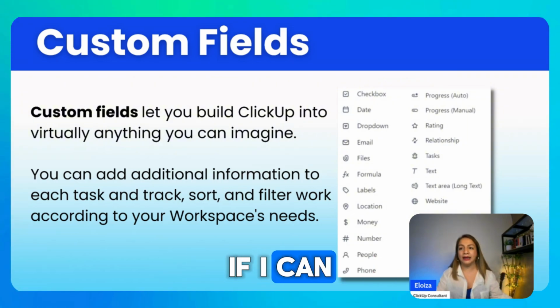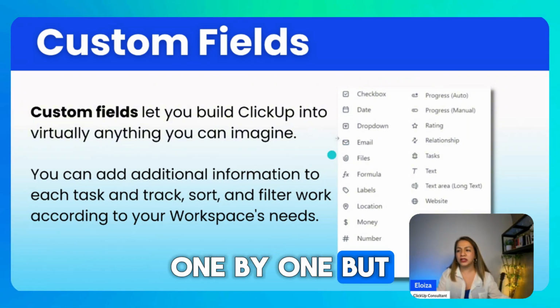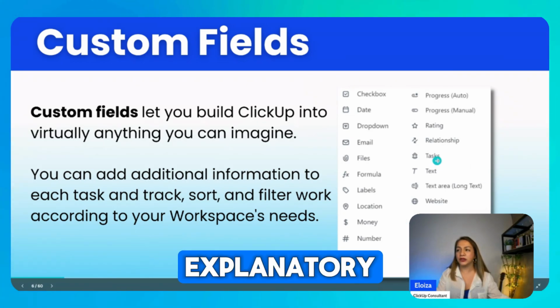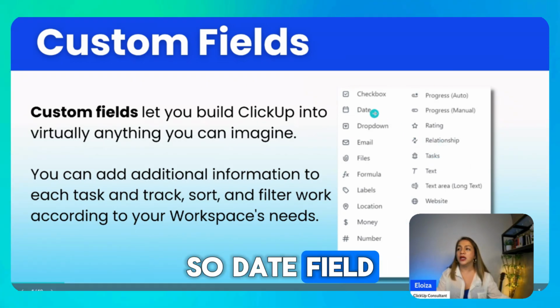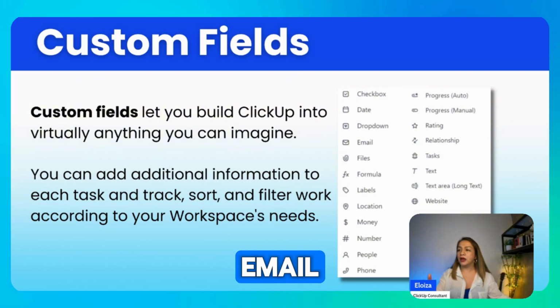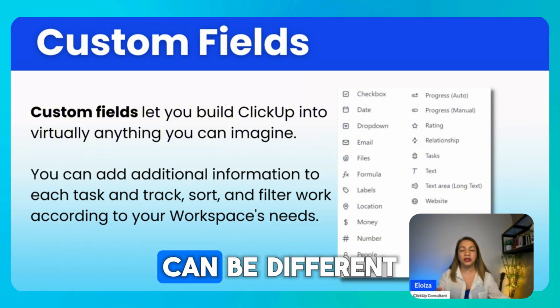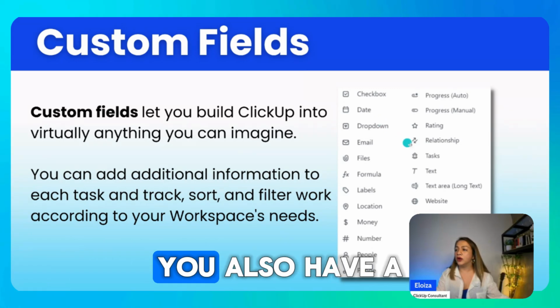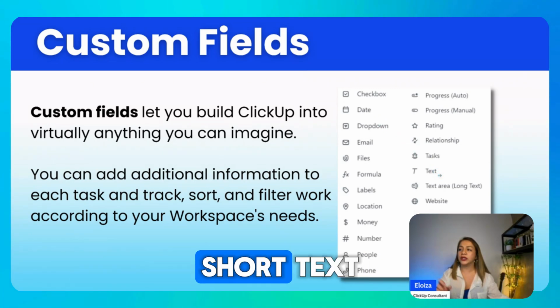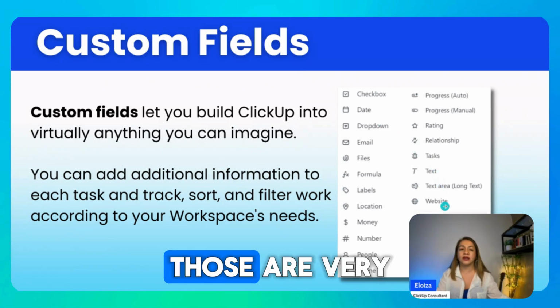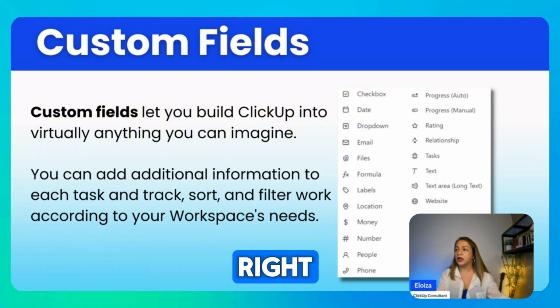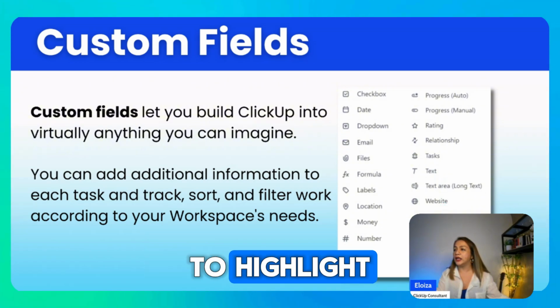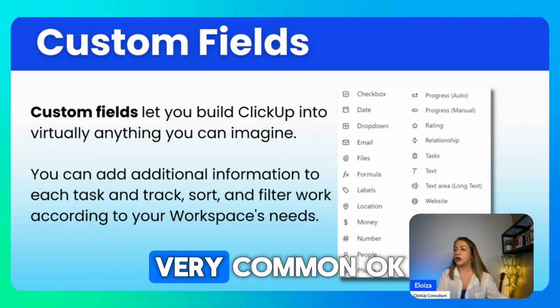I'm not sure if I can go through them one by one, but some of them are just very self-explanatory, right? So date field, email, phone number, money. Money can be different currencies. You also have a text, either a short text or a long text. Website. Those are very self-explanatory, right? I would just like to highlight some that are not very common.